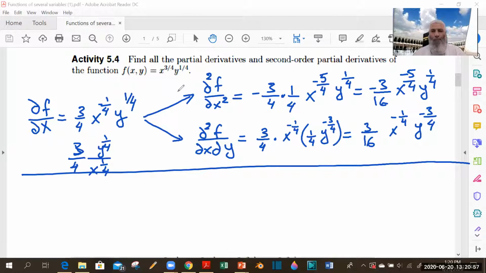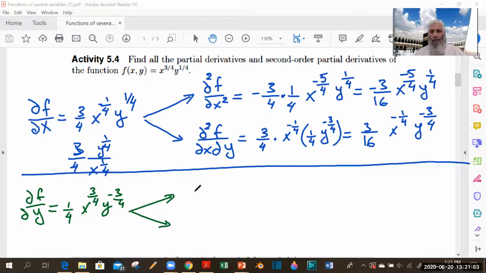So now, df dy. The first derivative of this function with respect to y would be x to the power 3 over 4 multiplied by 1 over 4, or we can write 1 over 4 first: 1 over 4 x to the power 3 over 4, y to the power negative 3 over 4.